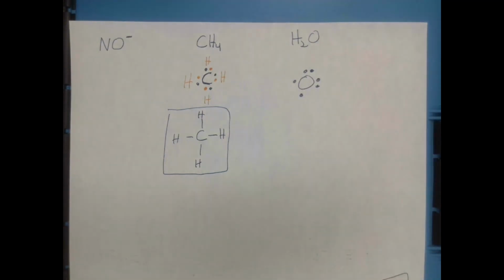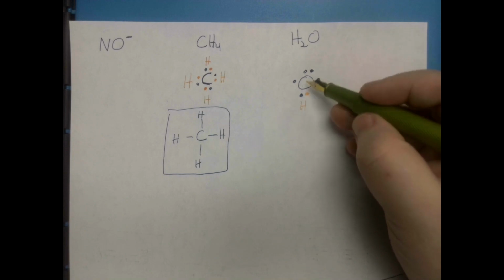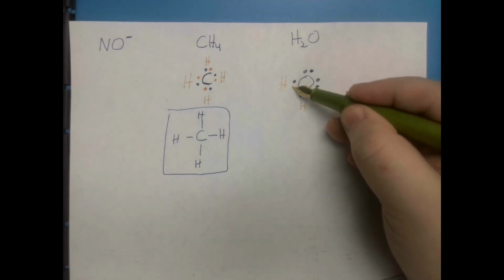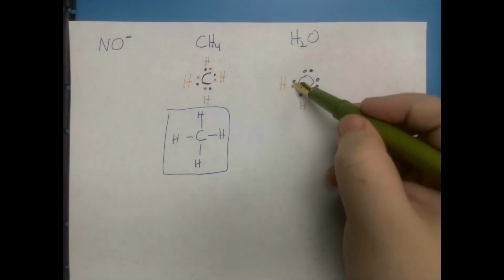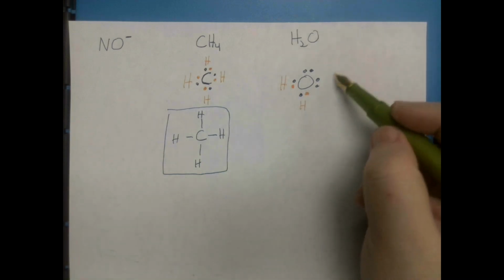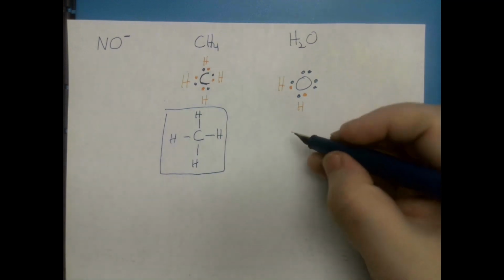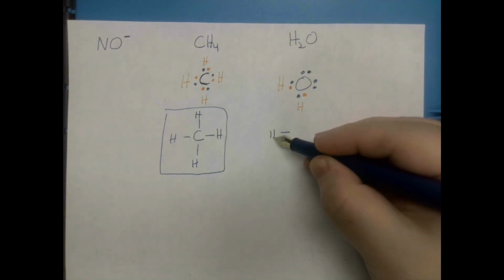Likewise, the same thing for water. We can come over here and fill these spots with hydrogen. Hydrogen now has 2, so it's happy. That's the exception to the octet rule. Hydrogen and helium only need 2 because they only have 1 energy level. Oxygen now has 8, so that satisfies the rule.